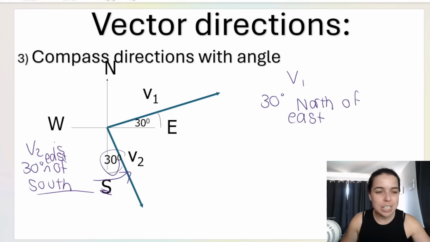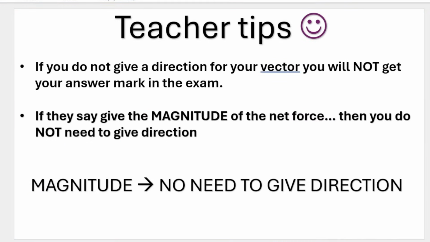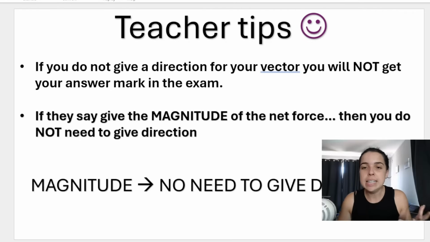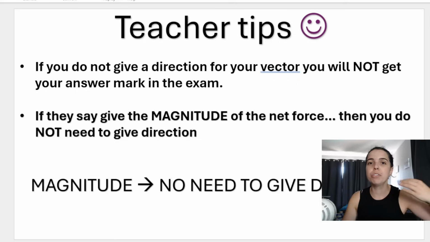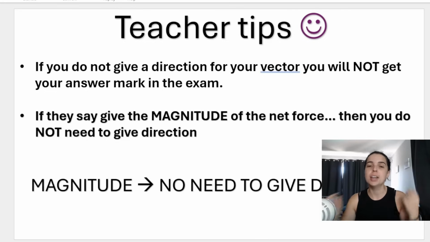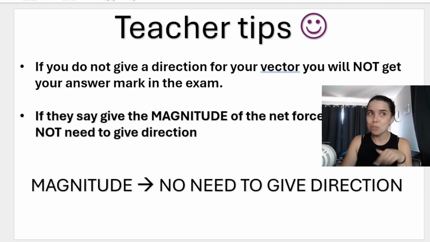Right, let's go into those teacher tips that I was telling you about. First things first. If you do not give a direction for your vector in your exam, you will not get the answer mark in the exam. Vectors need a direction. However, if they say give the magnitude of the net force, or give the magnitude of the velocity, or give the magnitude of the acceleration, magnitude just means amount. So a magnitude of a force would be 10 newtons, or 100 newtons, or 1,000,000 newtons. Magnitude just means amount, then you don't need to give direction. So if you see magnitude, you don't need to give a direction.